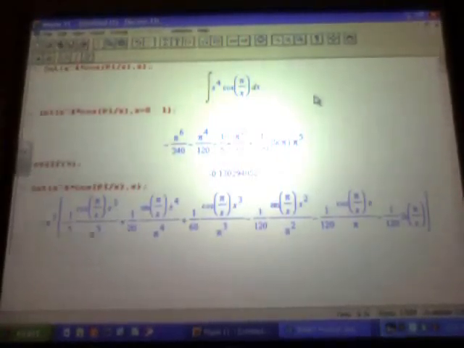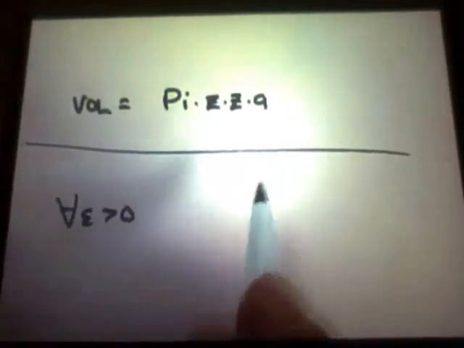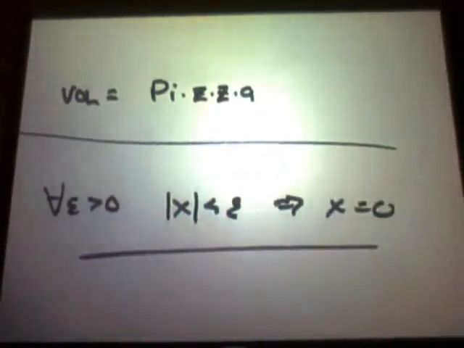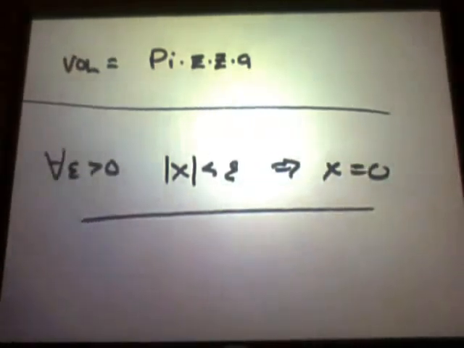Why is that argument true, by the way? Why is it that if we say for all epsilon greater than 0, the absolute value of x is less than epsilon, that implies x equals 0? That argument is used implicitly all the time. How is that argument valid? Can you prove that? Why is that true?